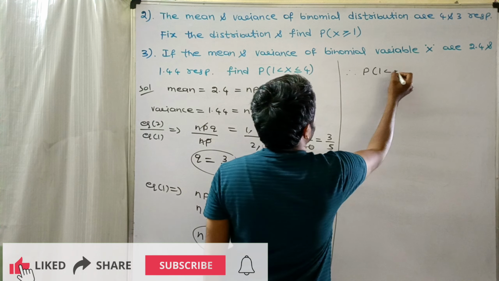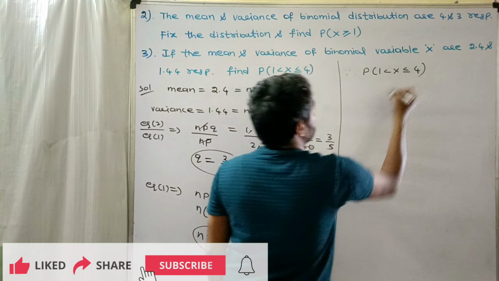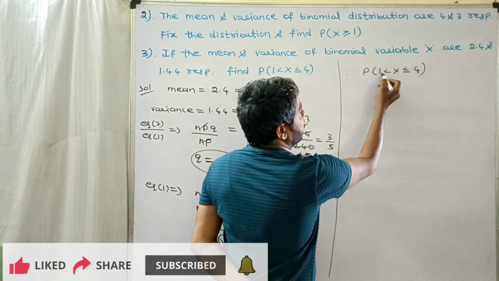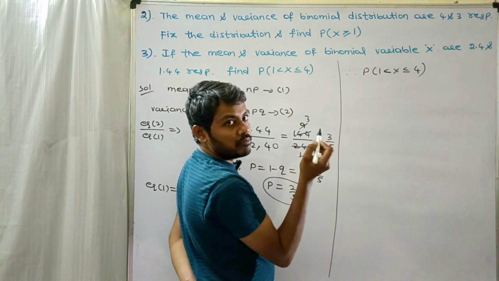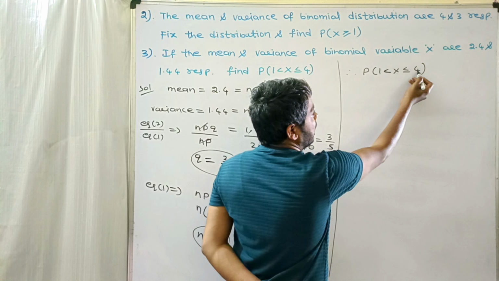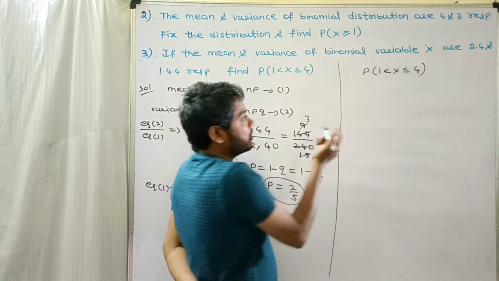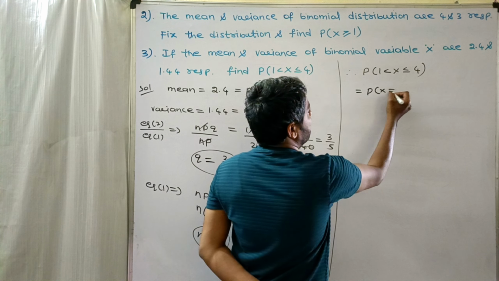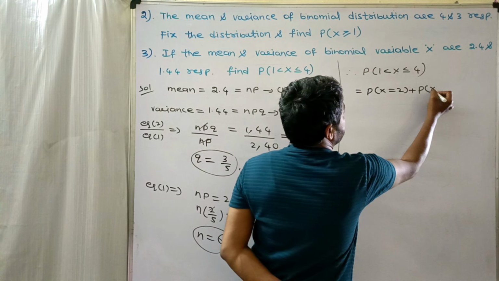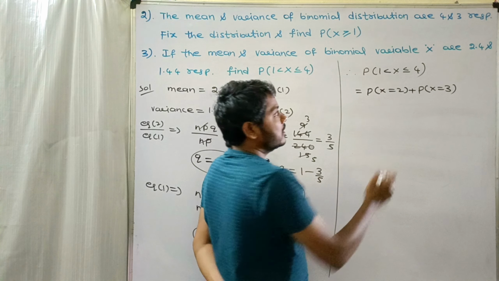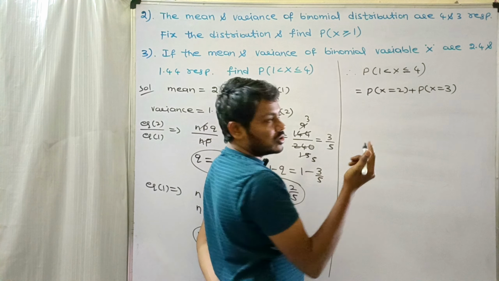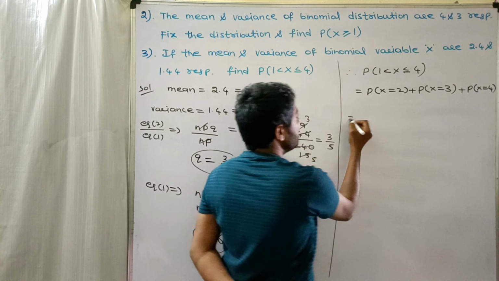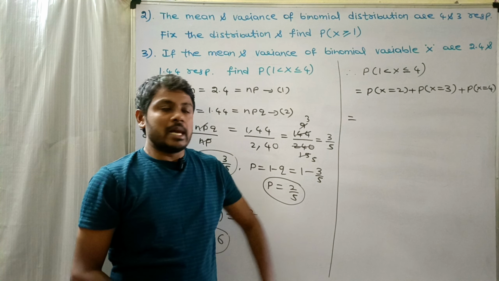Now we can find P(1 < X ≤ 4). Clearly, here the value of X is not equal to 1 because there is no equal symbol, it is more than 1, and equal to 4. Clearly, between 1 and 4, what are the values? P(X=2) plus P(X=3). But there is an equal symbol for 4 also, so write plus P(X=4).